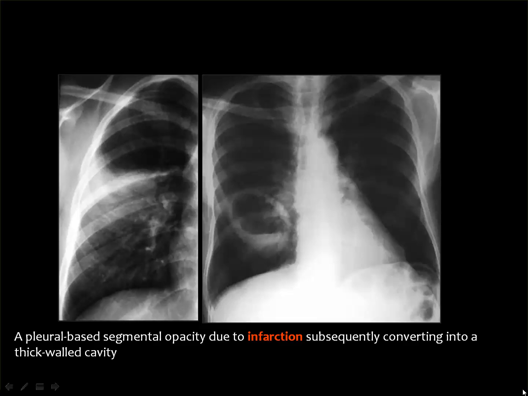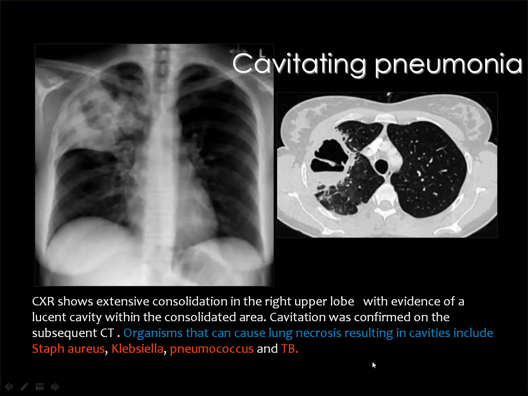But in both conditions, the central breakdown may occur in this area of consolidation, and an abscess may develop like this one with thick wall and internal air fluid level. And this is the right upper lobe pneumonia with a central breakdown developing into an abscess.